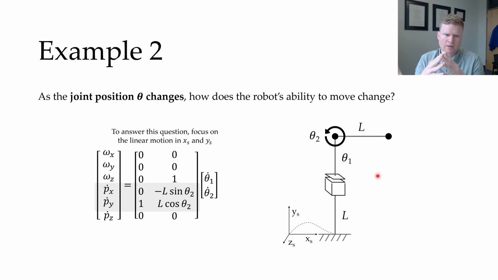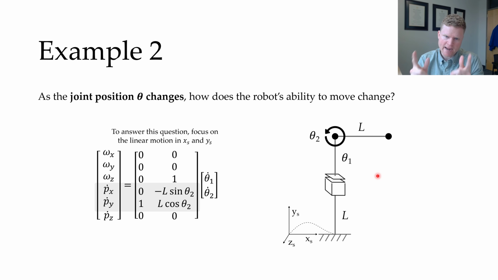Let's try a harder one. As the joint position theta changes, how does the robot's ability to move change? Are there some positions where it can move in some directions but can't move in others? And how does that change as I start changing this joint position theta?